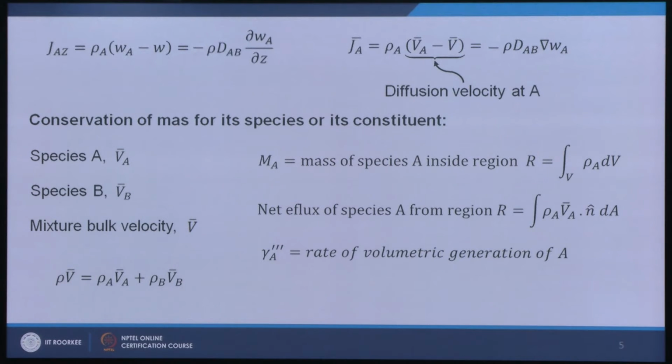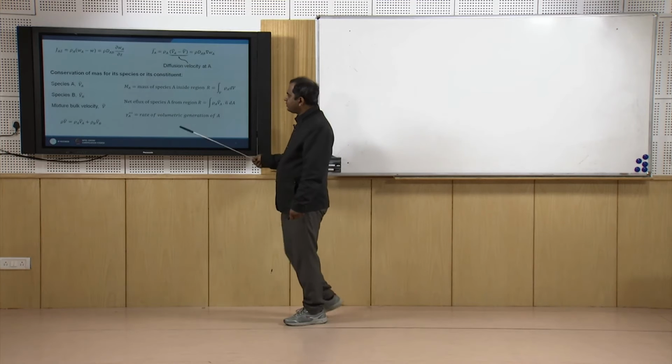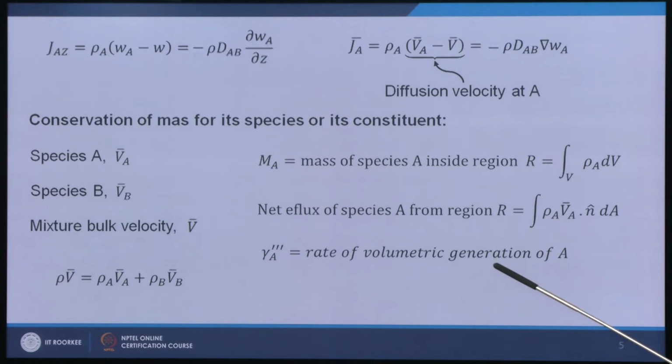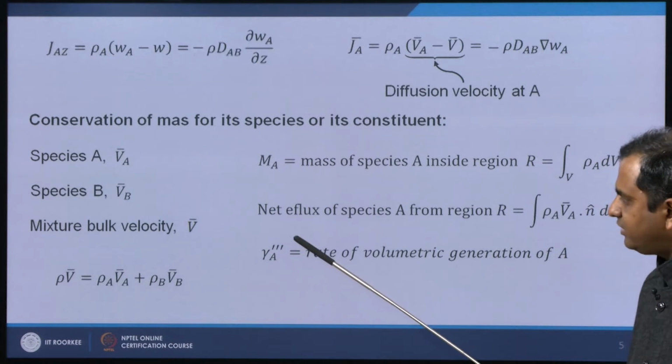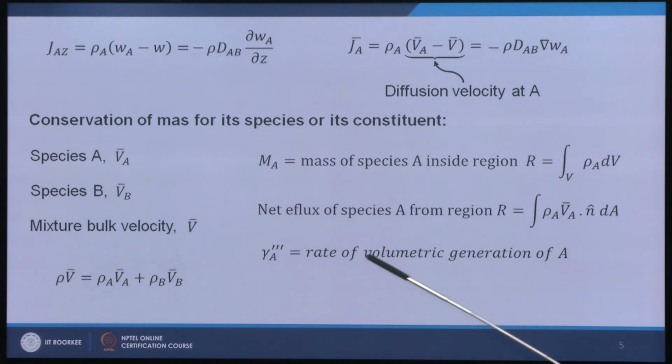Then let us say there is some sort of volumetric generation of species A also inside region R. This may happen whenever you have a chemical reaction. This can be positive as well as negative, but here let us consider volumetric generation. If we have volumetric absorption, then in that case it will be negative. So, this is gamma A triple dashed, which we are taking as volumetric generation.